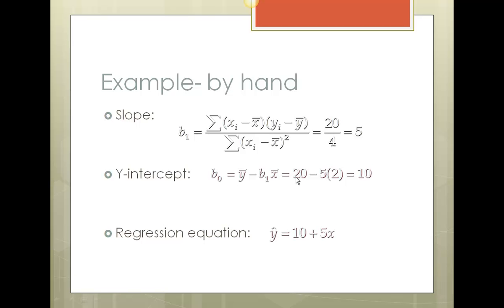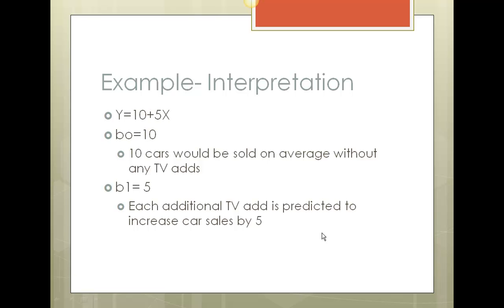Since our mean of y is 20 and our mean of x is 2, I can plug in that 5 into this equation, y bar minus beta 1 x bar, in order to get my y-intercept of 10. So I come up with a predicted regression equation of y is equal to 10 plus 5x. So how do I interpret this? Y equals 10 plus 5x.